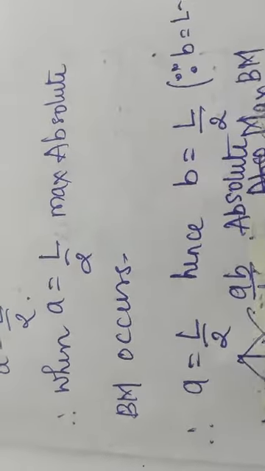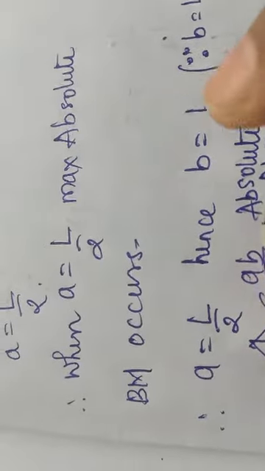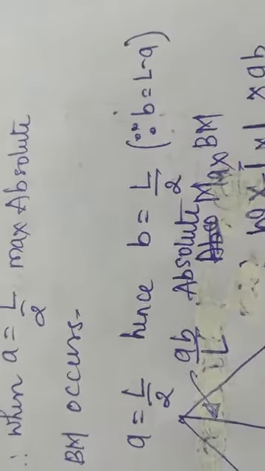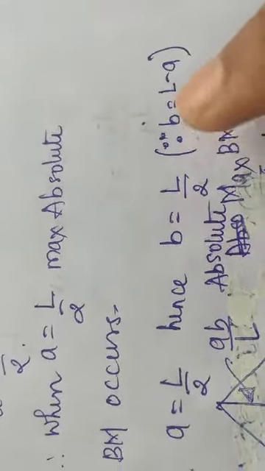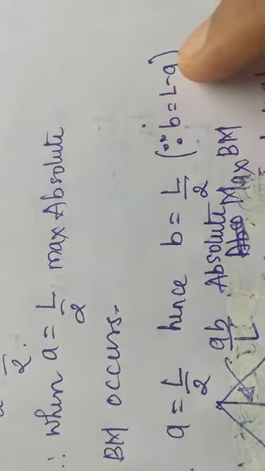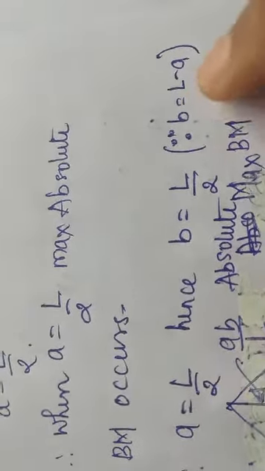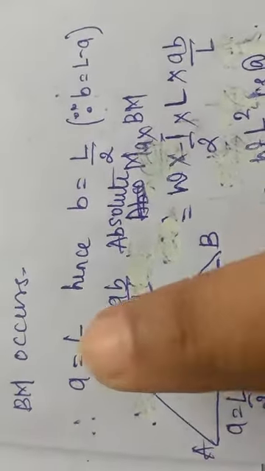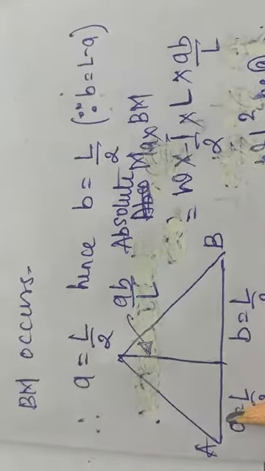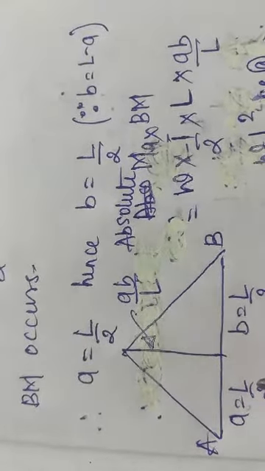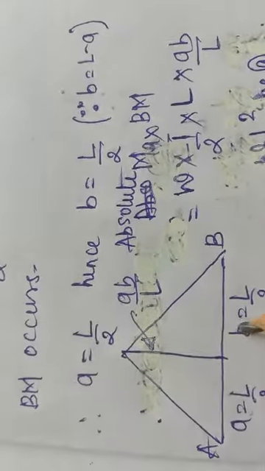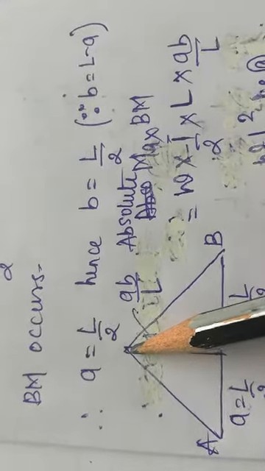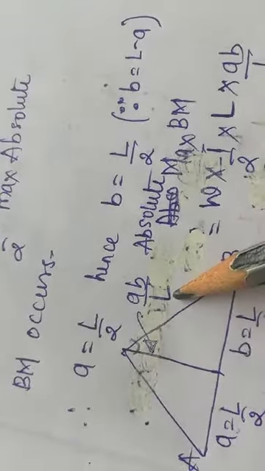So next, let us substitute A is equal to L by 2 and B is equal to L by 2. That is how we get B is equal to L by 2: we know B is L minus A, and A is L divided by 2, so you get L by 2. So we know the influence line diagram is this for bending moment. Here, at A equal to L by 2 and B equal to L by 2, you are getting the maximum ordinate of bending moment. This maximum ordinate is always AB divided by L.